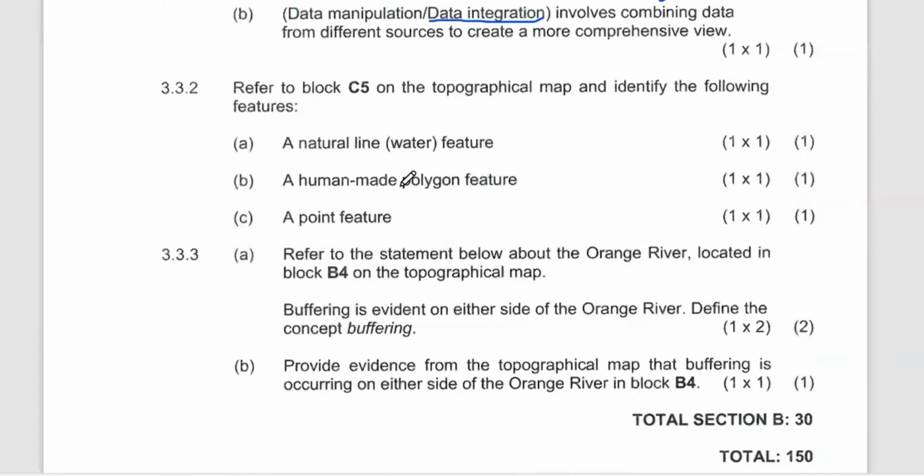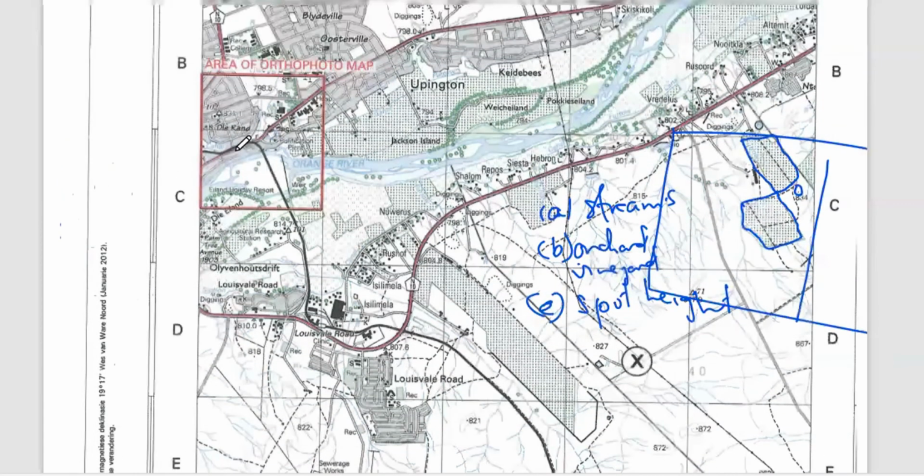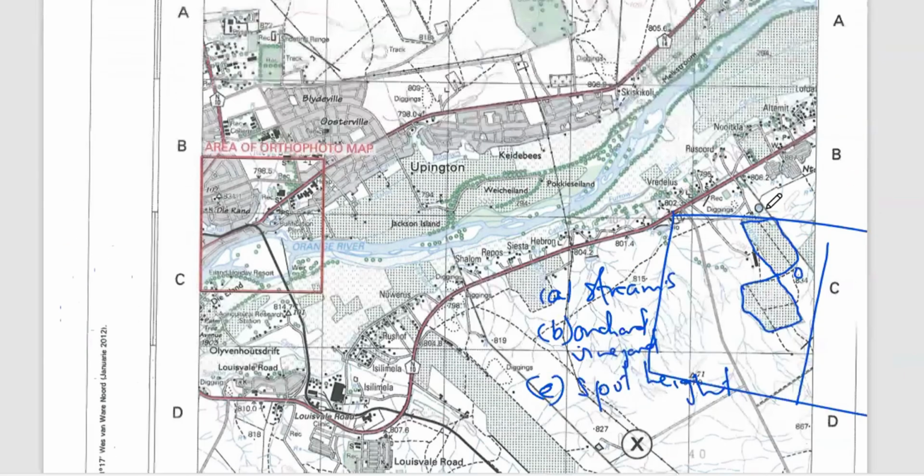The next question is saying, refer to the statement below about Orange River located in block B4 on the topographic map. We want to analyze our Orange River in block B4 on the topographic map. For block B4, we are referring to this block here. This is our block of reference. Right, the question is saying, buffering is evident on either side of the Orange River. Define the concept of buffering.